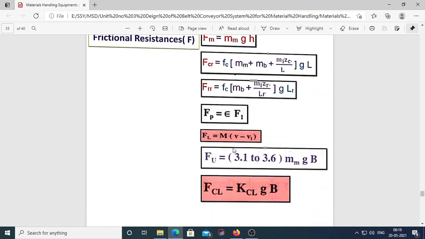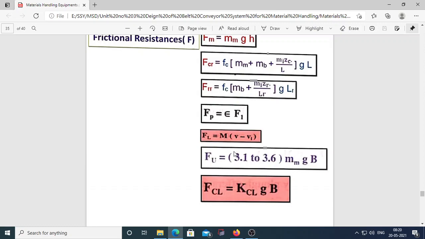Next is the resistance at the loading station. This is FL. FL is equal to capital M into (V minus Vi). What is Vi? This is the initial speed, the component of incoming material velocity along the belt line, and V is the final speed, or we can say the belt speed. M is the mass of material carried by the conveyor, or we can say the capacity of the conveyor. To calculate the capacity of the conveyor, you know that.